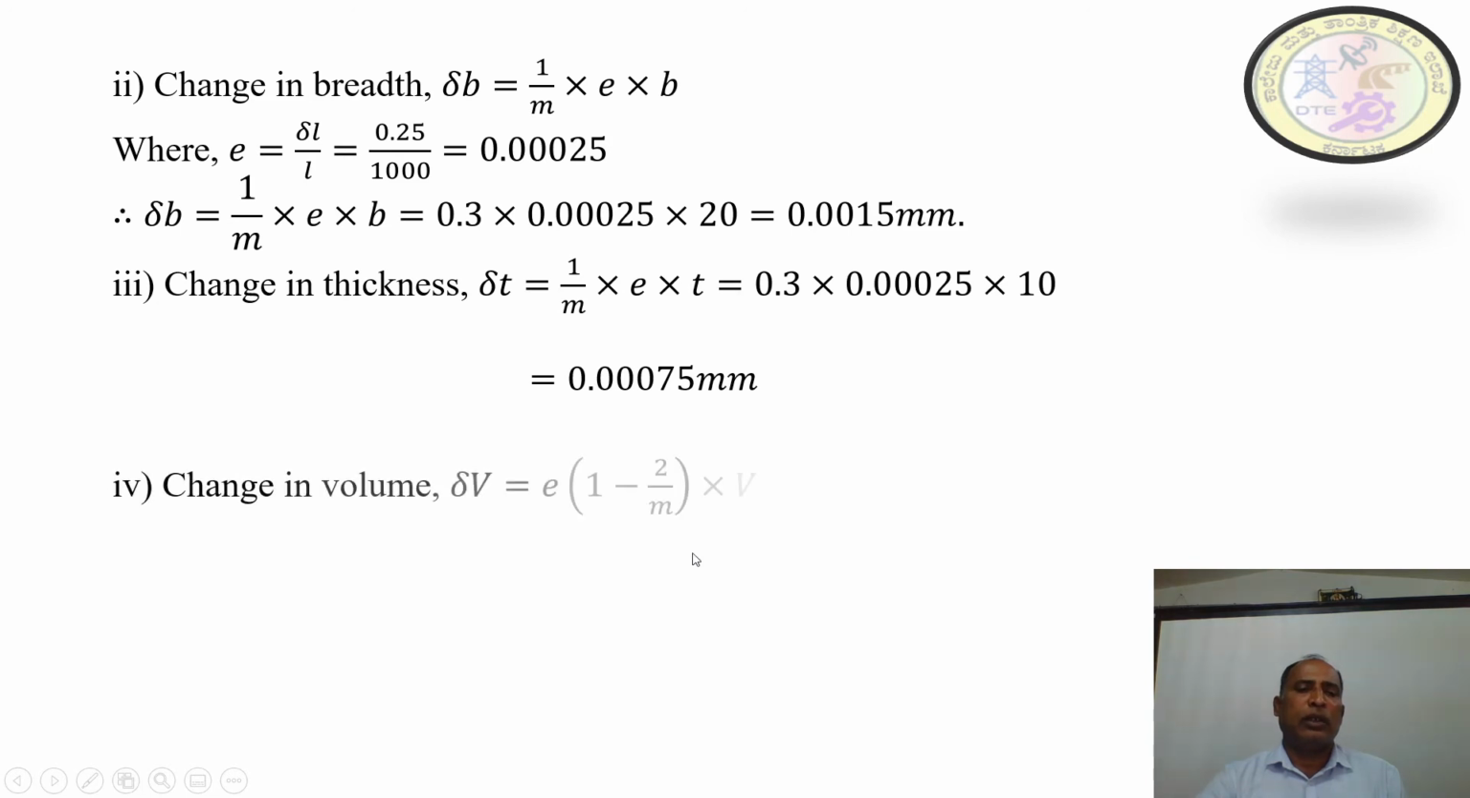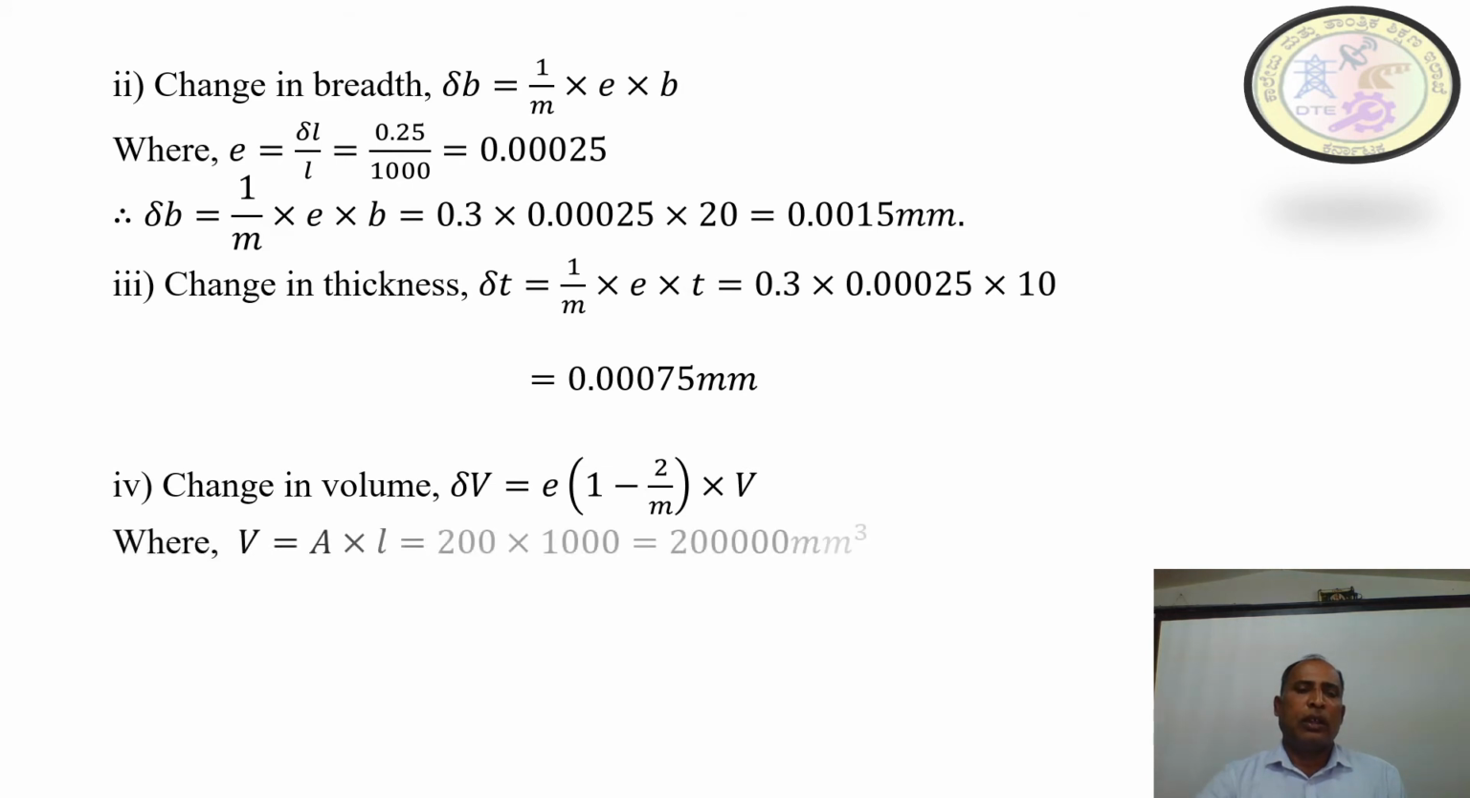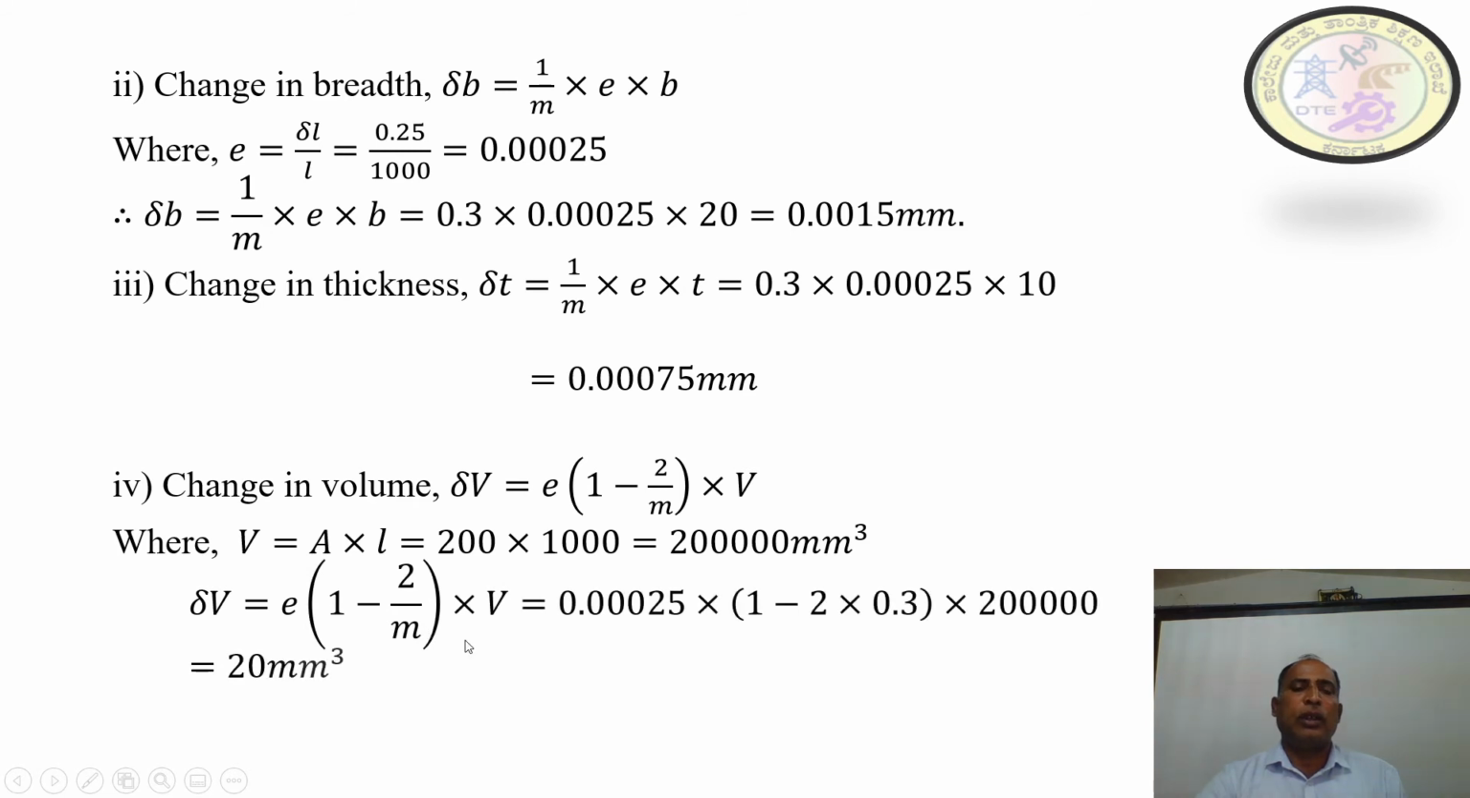Change in volume. As we know, the change in volume for a rectangular section is e into (1 minus 2/m) into V, where V is the original volume. The original volume is calculated using the relation A into L, where A is the cross-sectional area of the bar and L is the length of the bar. Therefore 200 mm square into 1000 mm is 2 lakh mm cube. So delta V is equal to e into (1 minus 2/m) into V. Substitute the values of e, Poisson's ratio and the original volume, and we get delta V as 20 mm cube.